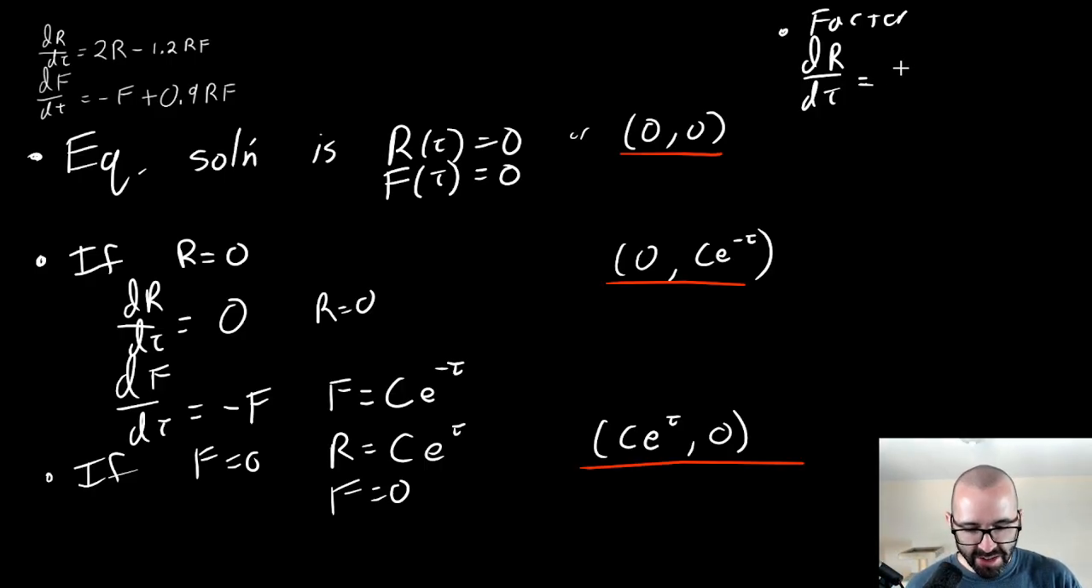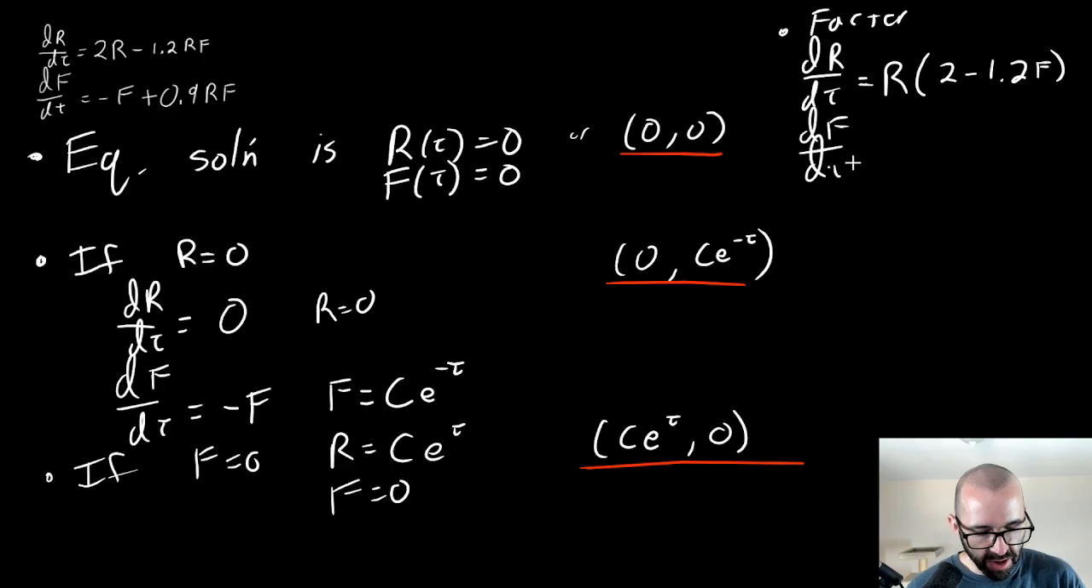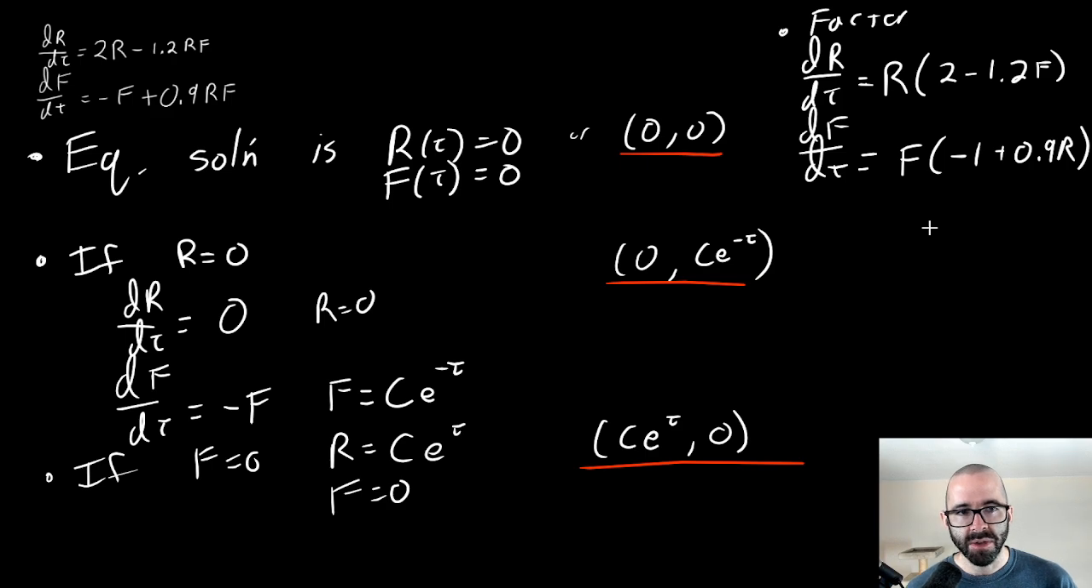And if we factor and take out an R, what are we left with? 2 minus 1.2 times F. And if we factor out something from the fox equation, what are we left with? Negative 1 plus 0.9 times R. And so you can see another solution popping up. It may or may not be an equilibrium solution, but notice that this equation is solved if F is equal to a certain value, and this equation is solved if R is equal to a certain value.